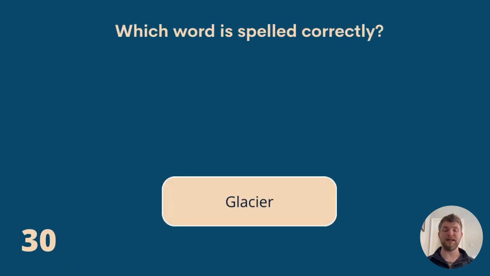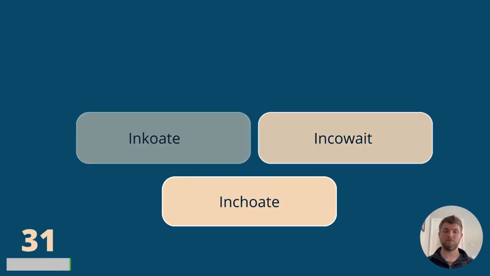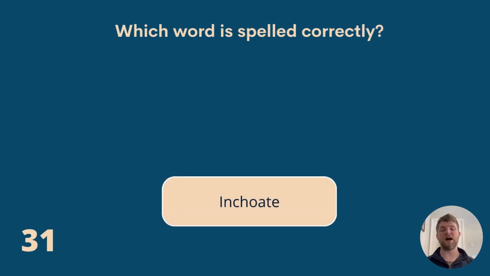The answer is glacier, spelled Glacier. What about inchoate? How do you spell inchoate? The correct spelling is Inchoate.